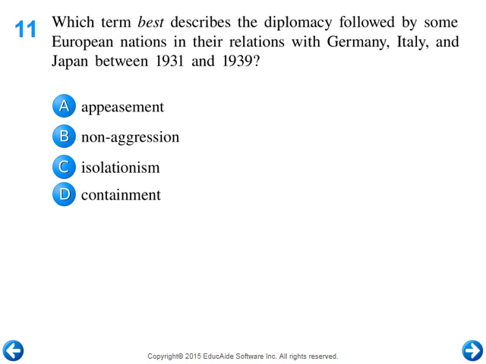All right, number 11. Which term best describes the diplomacy followed by some European nations in their relations with Germany, Italy, and Japan between 1931 and 1939? So this is before the official start of World War II.